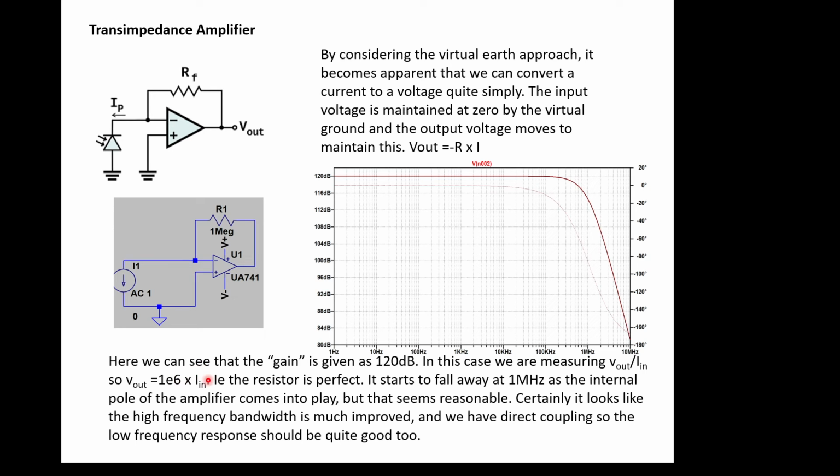In this case, we can see that we get a very large gain, or conversion. It's not really a gain because it's converting a current to a voltage. And we get all the way up to a megahertz before it falls away. So we've used the entire response of this amplifier.